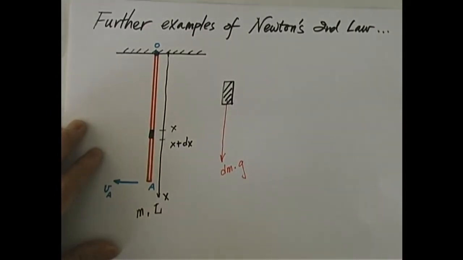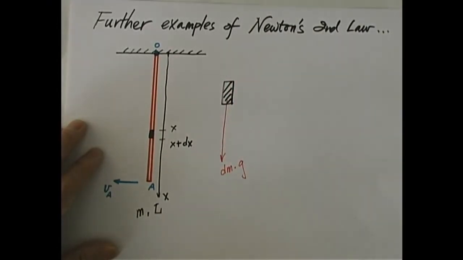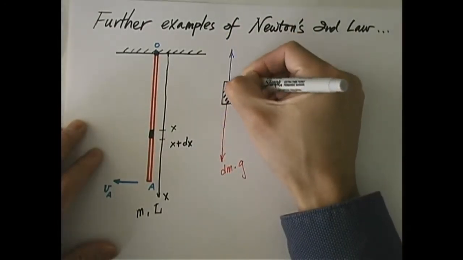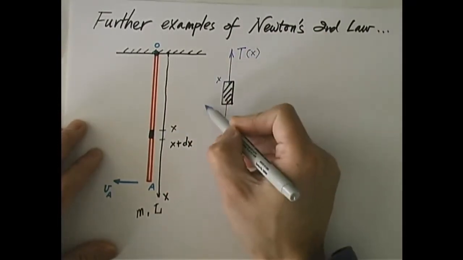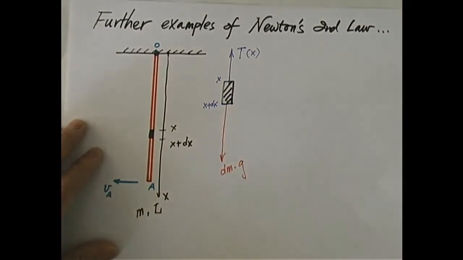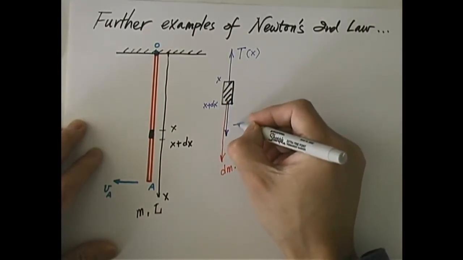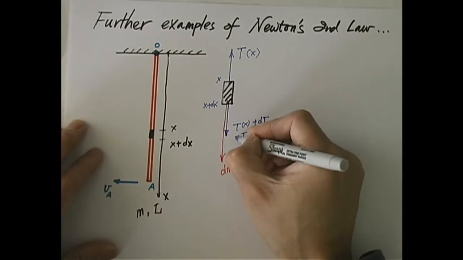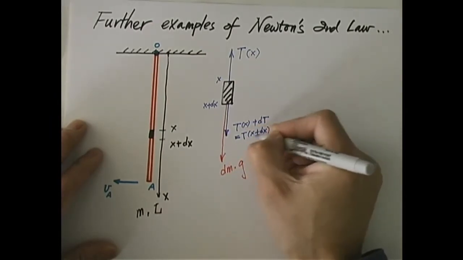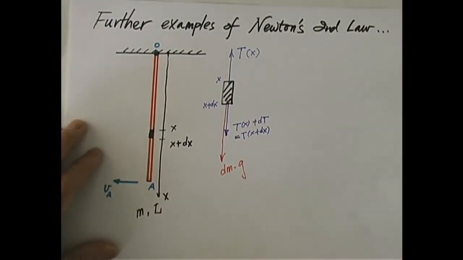What else do we have? We have tension. It's being pulled both ways by the rest of the rod. It is being pulled upward by a tension T at location x, because that coordinate is x. Here's x plus dx. At x plus dx, the rest of the rod also pulls this piece down. That tension is T of x plus dx. I can also write it as T at x plus dx. So there's a difference in the tension here. Here's T plus dT. These are the three forces: two contact forces and one non-contact force.